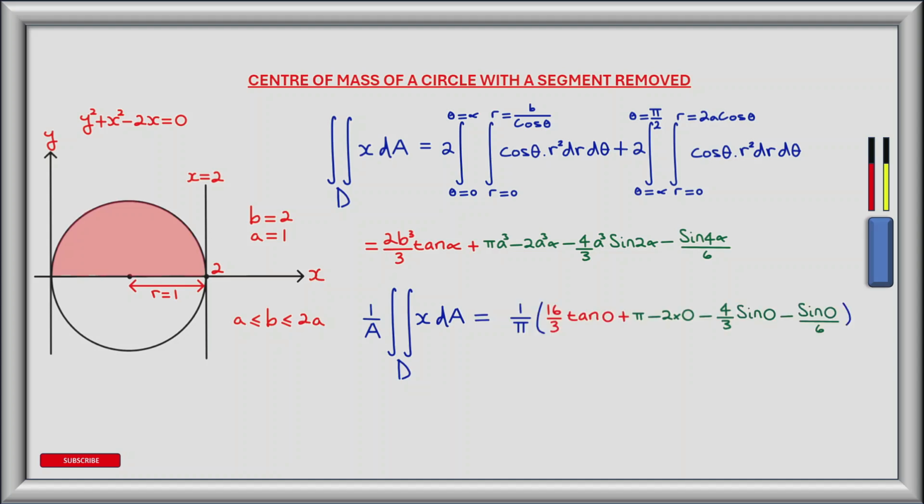The area of this circle is pi r squared, where r is equal to 1, so the area is equal to pi. So 1 over the area is 1 over pi, and then plugging the values for a, b and alpha in, we have 16 over 3 times tan of 0 plus pi minus 2 times 0 minus 4/3 sine 0 minus sine 0 divided by 6. So tan 0 is 0, so that cancels out. 2 times 0 is 0, that cancels out. Sine of 0 is 0, and sine of 0 is 0 again. So we're left with pi. So therefore we have pi divided by pi, which is equal to 1.